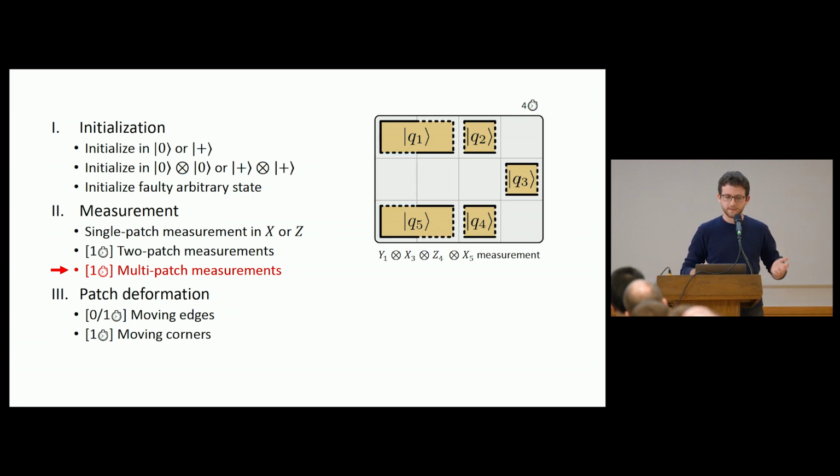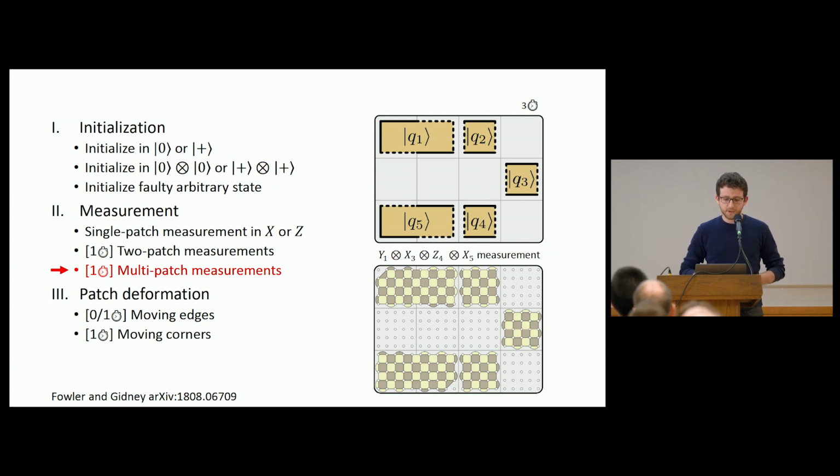And after the measurement, this ancilla patch is gone. The fact that this is possible with surface codes was, to my knowledge, first pointed out by Austin Fowler and Craig Gidney not too long ago. The way it works is basically the following.